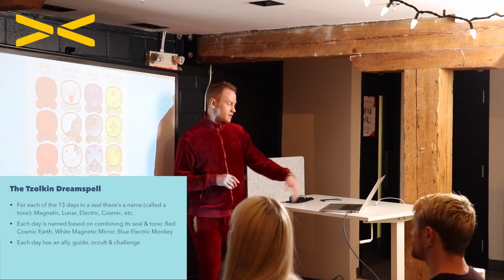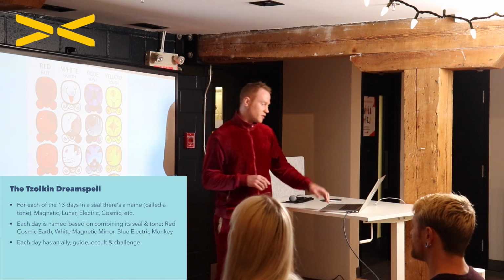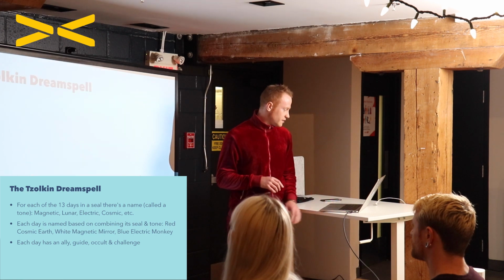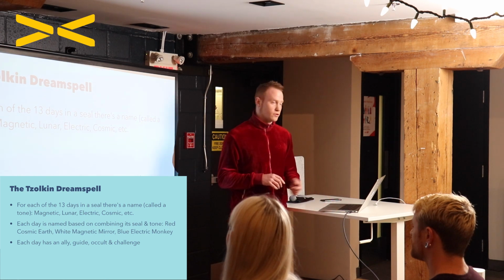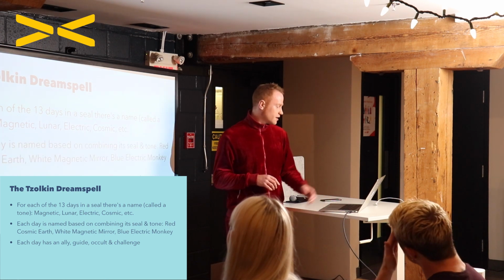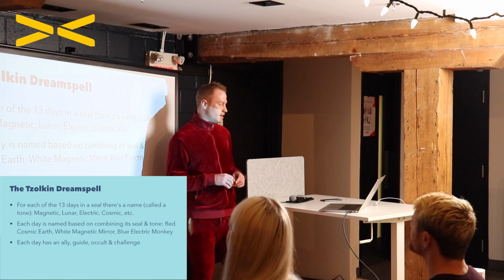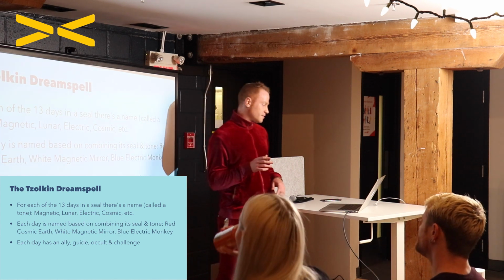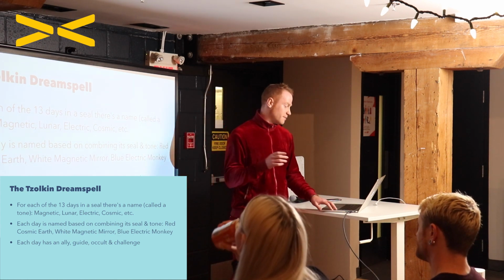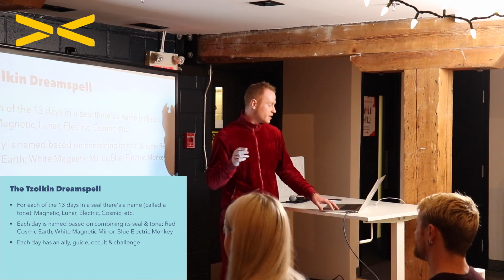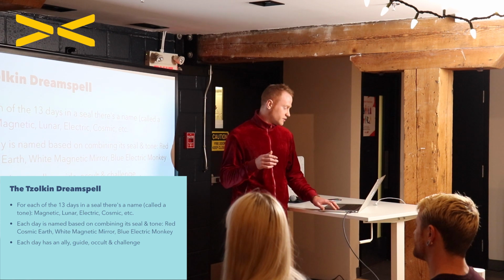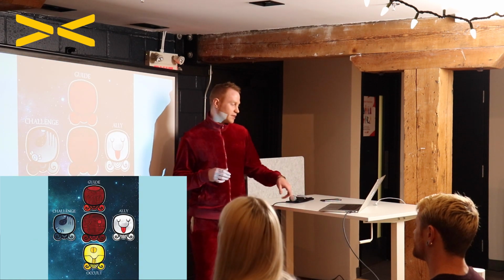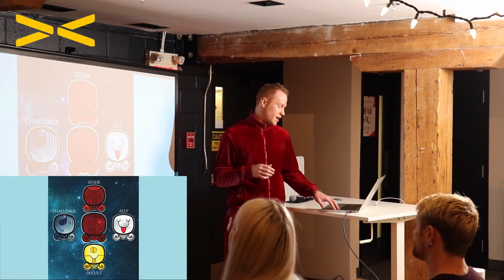So this is all the different seals. They'd have names to them as well, but that picture doesn't have it. And so for each of the 13 days in a seal, there's a name as well. That's called a tone, so magnetic, or lunar, or electric, or cosmic. So each day is named based on combining its seal and its tone. The red cosmic earth, the white magnetic mirror, or the blue electric monkey. Each day has an ally, a guide, a cult, and a challenge. So there's sort of this little layout here that we'll build into our UI.